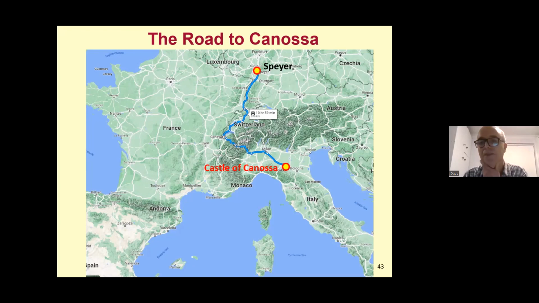And of all times of the year, he picked the absolute worst time of the year to travel. It was in January. Now in January, in that part of the world, is the middle of winter. And so in the middle of winter, King Henry begins this long, long journey. It's about 1,000 kilometers to the castle of Canossa, almost 1,000 kilometers one way.